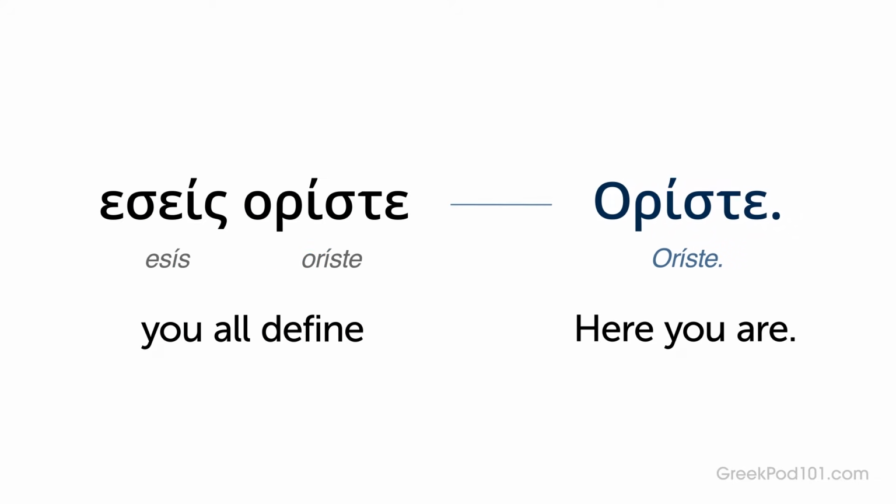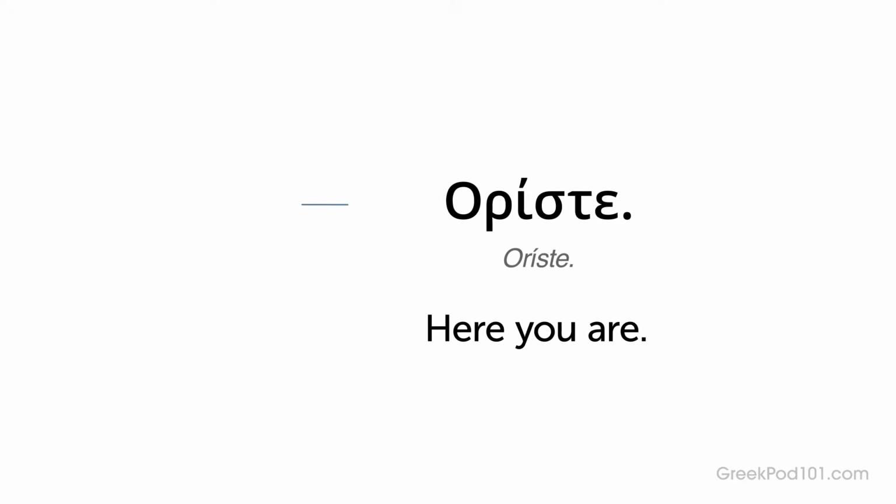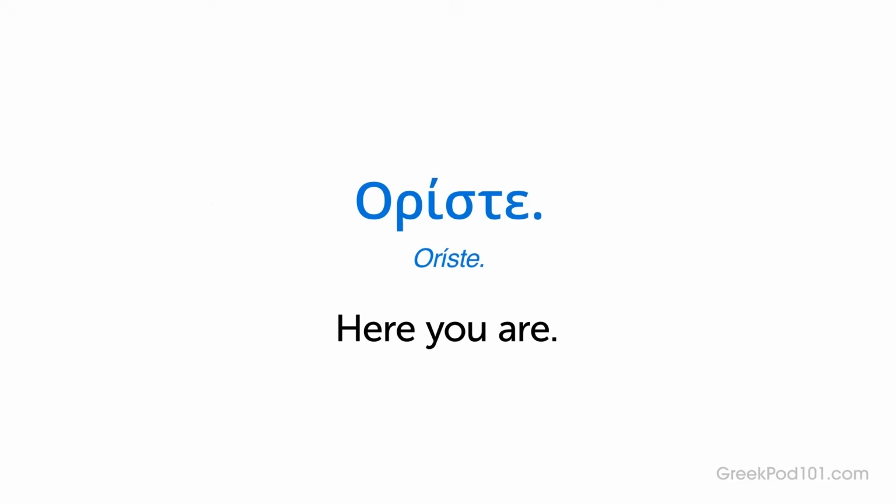Note, ορίστε is a shortened form of εσείς ορίστε, you define, plural, as in you all define. It's also the formal way to address a single person, as is the case here, where a clerk is addressing a customer. In Greek, εσείς, you, is usually omitted, as it's understood from context. Ορίστε literally means you all define, but it translates as here you are in this context.